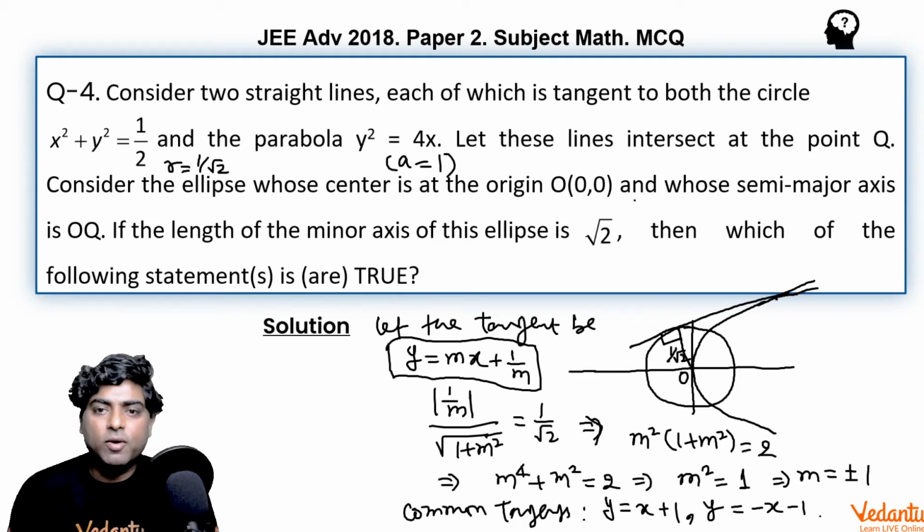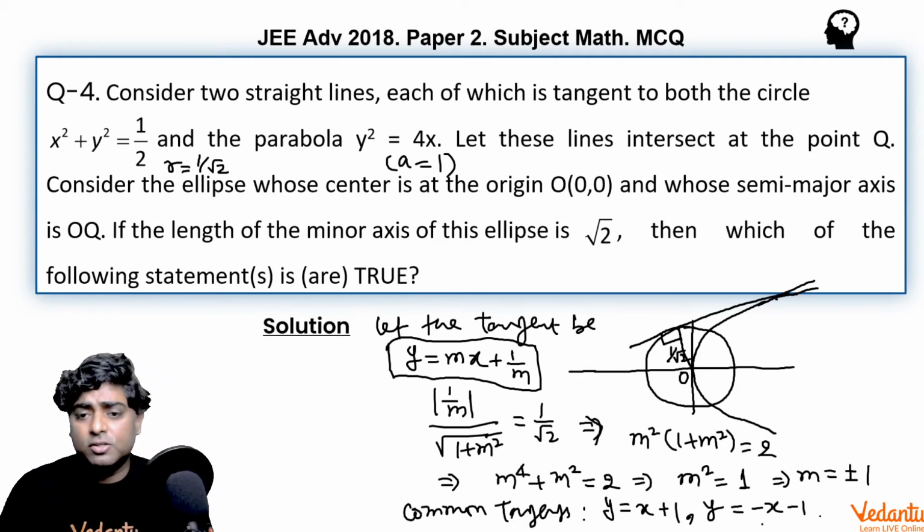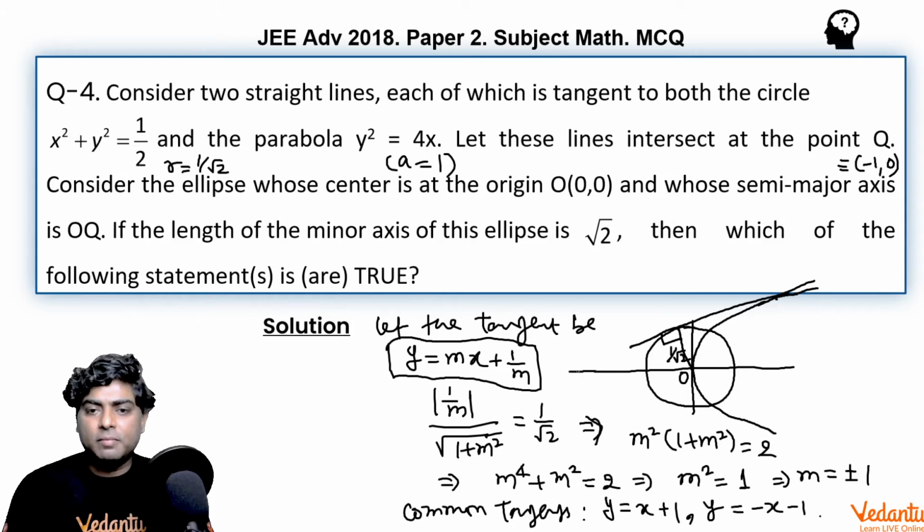So obviously the point Q is the point of intersection of these two lines, and when you solve these two lines, suppose I'm just subtracting these two, you'll get x as minus 1, y as 0. So minus 1 comma 0 is the point Q. Point Q must be minus 1 comma 0, right? So they are meeting in the figure.